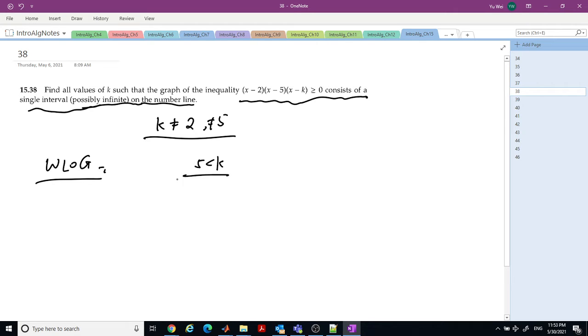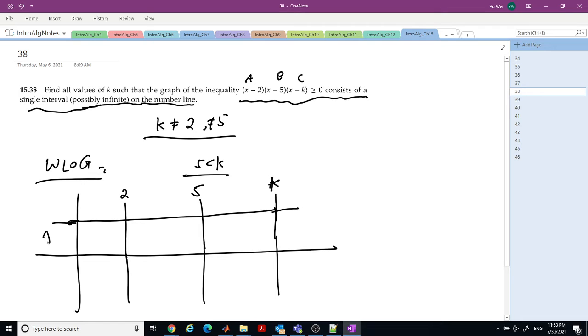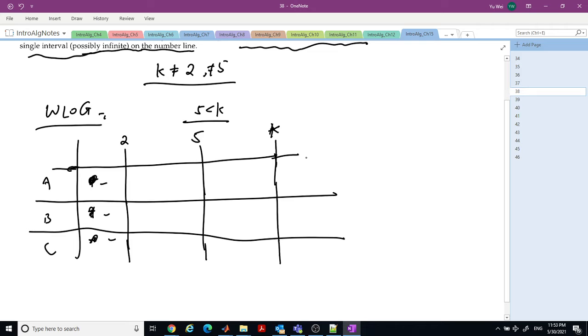greater than 5. Now we divide the whole number line into several segments. Here are 2, 5, and k, and we can call these A, B, C. Now we can list the signs of A, B, and C. For x less than 2, everything is negative, negative, negative. And greater than k is always positive, positive, positive.